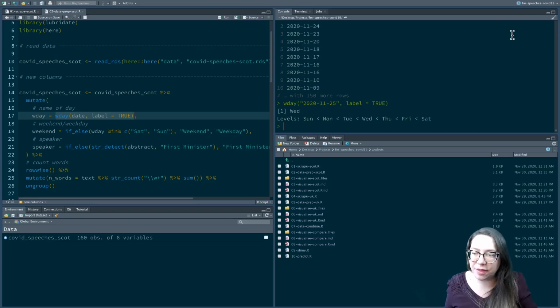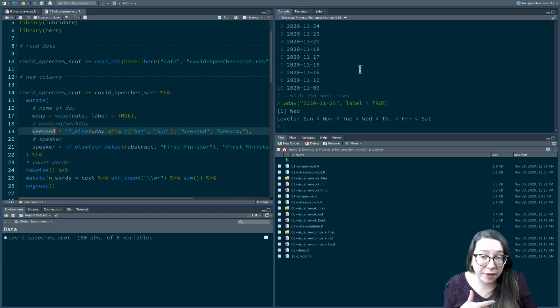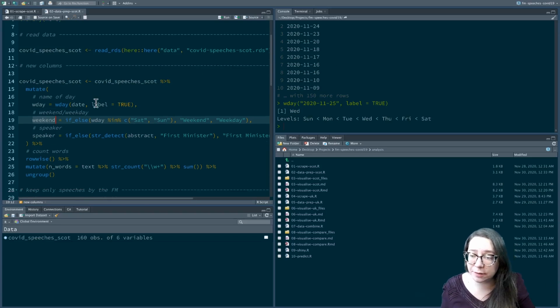So basically what this mutate step is doing is creating a new column in our data frame called wday that's going to spit out the name of the day for us in the abbreviated format. And then we create another column called weekend, which basically will label these dates as either happening during the week or weekend. At some point, I think they were doing weekend speeches early on in the pandemic. I feel like I haven't seen much of those lately. So we might want to identify them for later as part of our data prep stage.